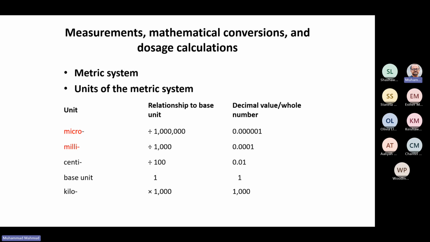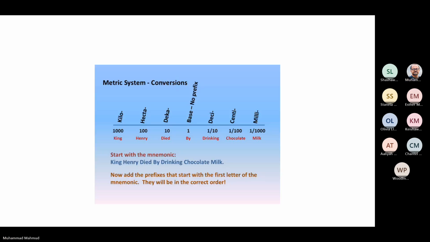Regarding measurement, mathematical conversions, and dose calculations, you see milli means 1000 times less, micro means 1 millionth time less, kilo is 1000 times more. In the USA, we are acquainted with the conventional system with pound, ounce, quart, gallon, but in medical practice, they follow the metric system because that is much easier to follow, and it's good for everyone to do that.